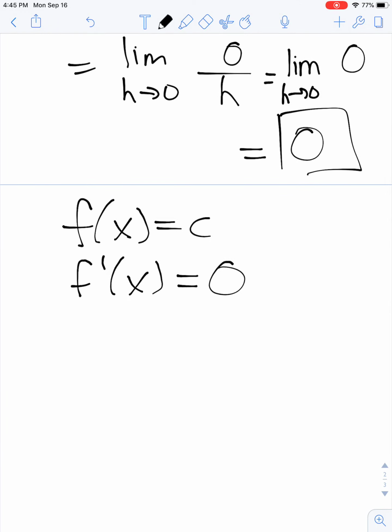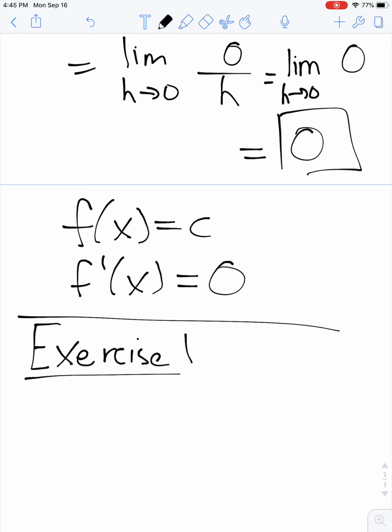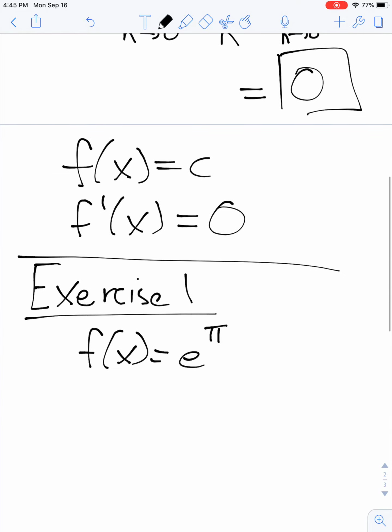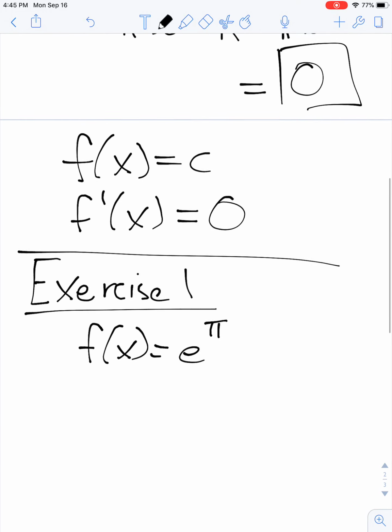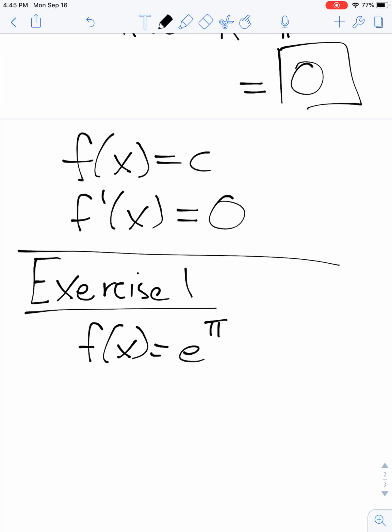So now, here's your first exercise on your warm-up on infinity. I want you to find the derivative of the function e to the pi. Now, if this looks hard, go to Desmos and put in e to the power pi. So I want you to find f prime of x. The answer to this is your answer on Desmos. All right, so that's one of our first rules.